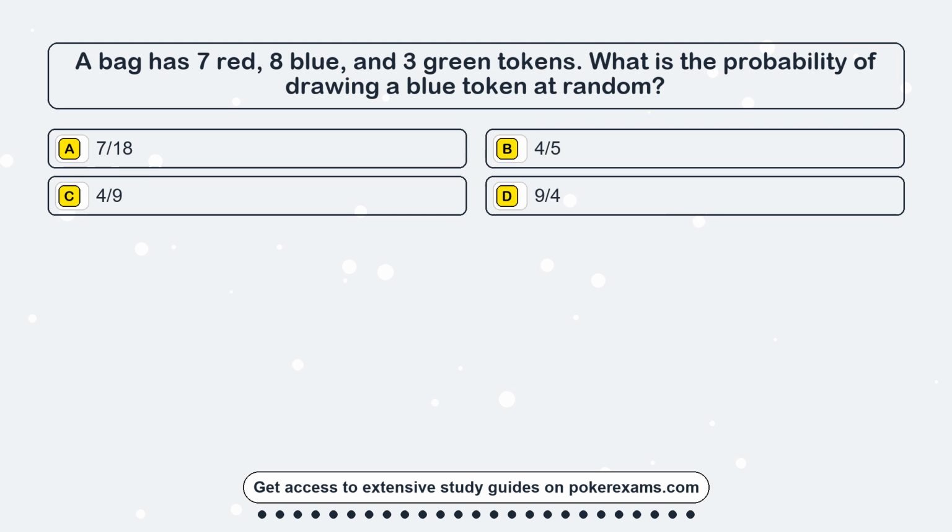Question 22. A bag has 7 red, 8 blue, and 3 green tokens. What is the probability of drawing a blue token at random? Option A 7/18. Option B 4/5. Option C 4/9. Option D 9/4.